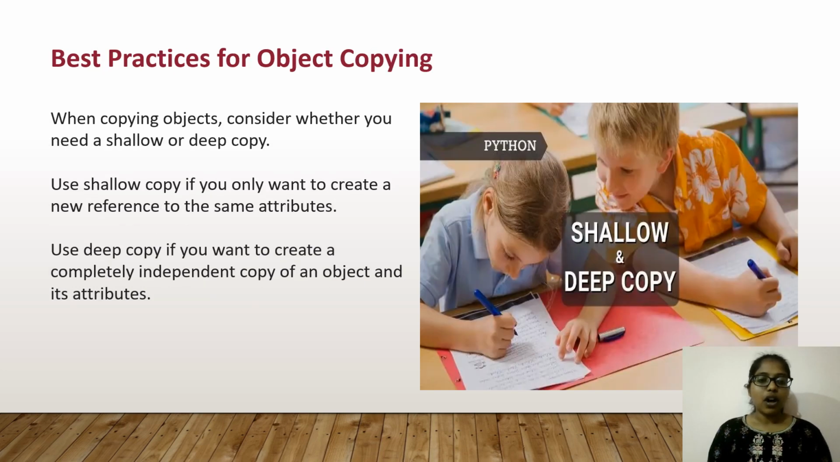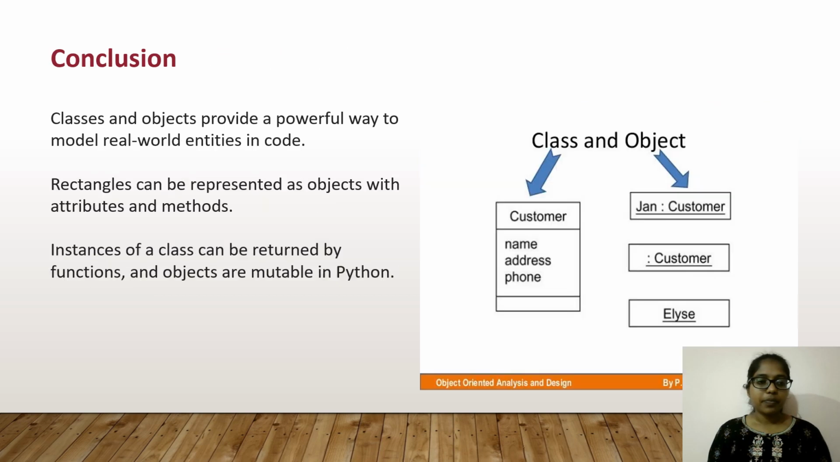Best practices for object copying. When copying objects, consider whether you need a shallow or a deep copy. Use a shallow copy if you only want to create a new reference to the same attributes. Use deep copy if you want to create a completely independent copy of an object and its attributes.